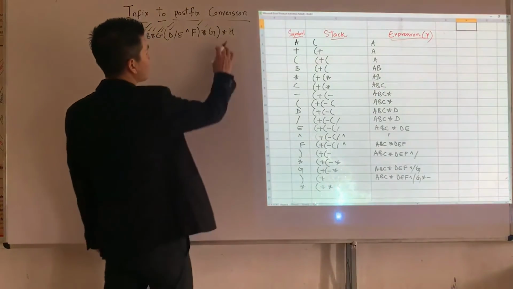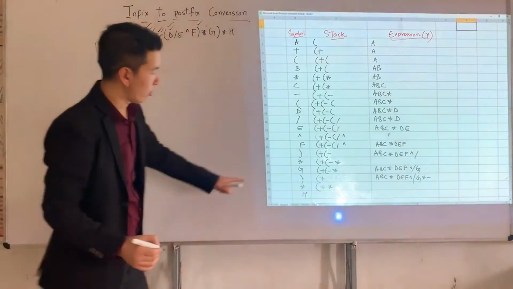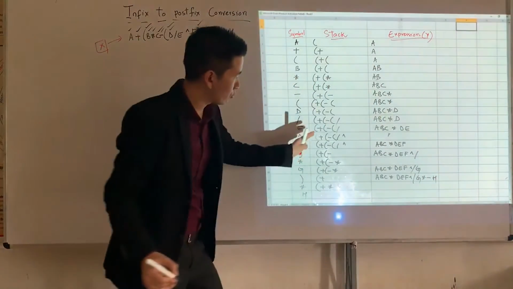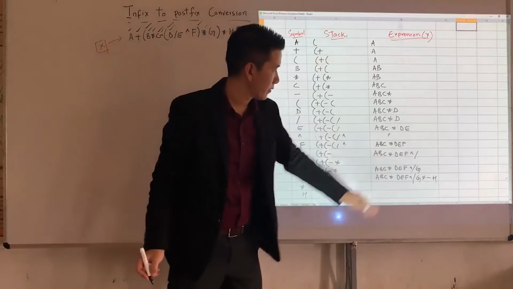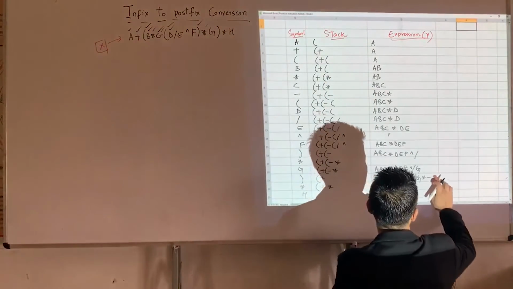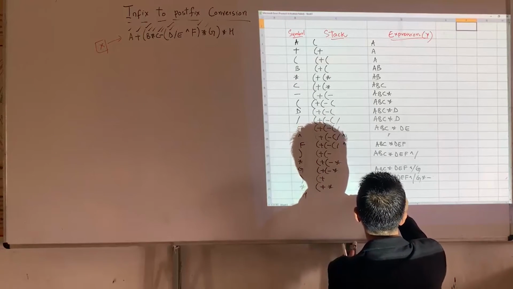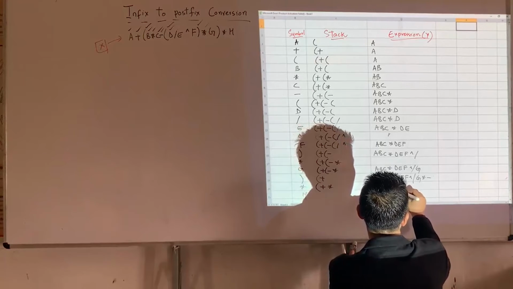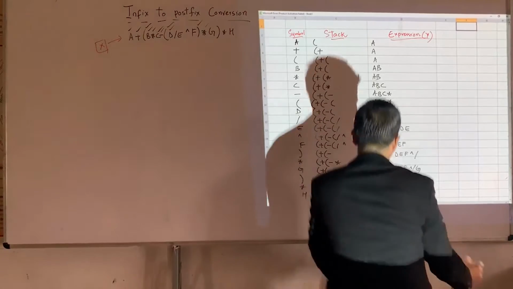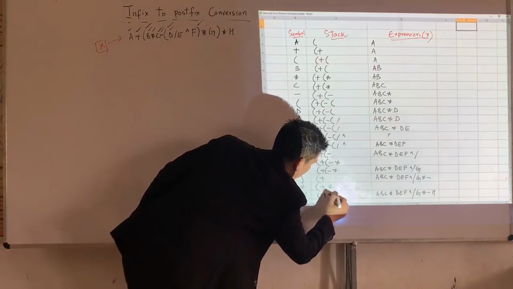And then finally, you have this H. H will have to be added to the expression. Since I'm running out of space, I'll just write it here. You have here A, B, C, D, E, F, exponent, G, okay? And then you have here H, alright? And then this will be as it is.